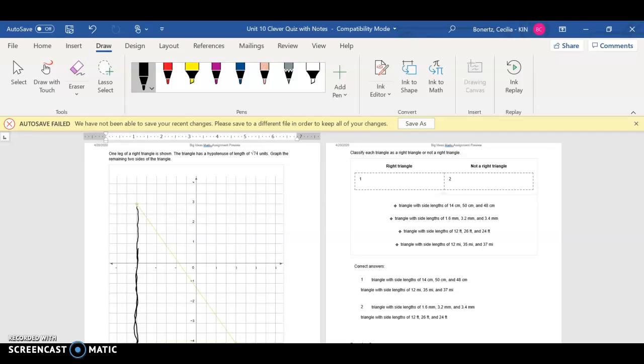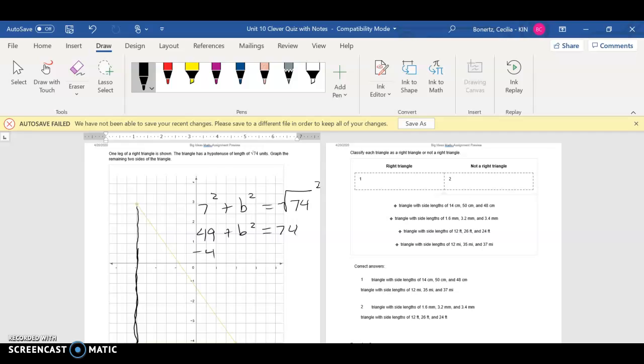So the length of this line is 7. And I missed that the first time I did this problem. So if you couldn't figure out what you were doing wrong on this, that is potentially what it was. So I've got 7 squared plus, I don't know the other leg, b squared, and then my hypotenuse is the square root of 74 squared. So this is going to be 49 plus b squared equals 74. Because square root of 74 times square root of 74 is just 74.